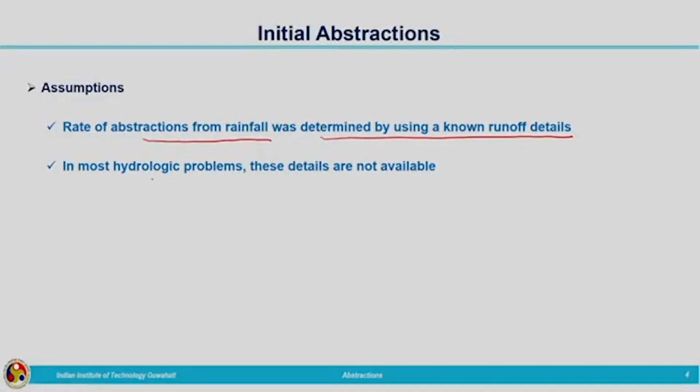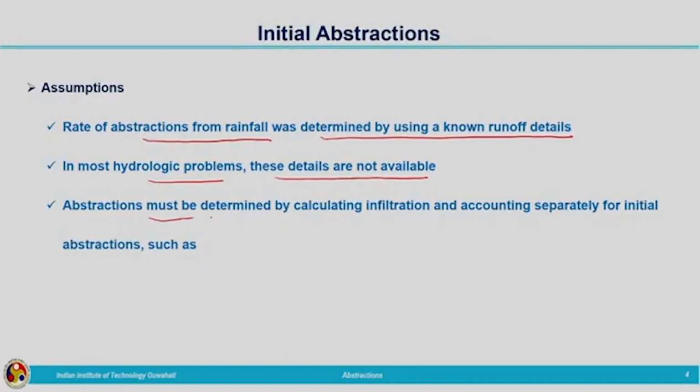So, the assumption in this case is that the rate of abstraction from the rainfall we can obtain based on the runoff depth. But in most hydrologic problems or studies related to watersheds, these details related to runoff will be lacking. We will not have the runoff details corresponding to a particular watershed. If runoff depth is available, we can calculate the abstractions. So, the abstractions must be determined by calculating infiltration and accounting separately for initial abstraction.